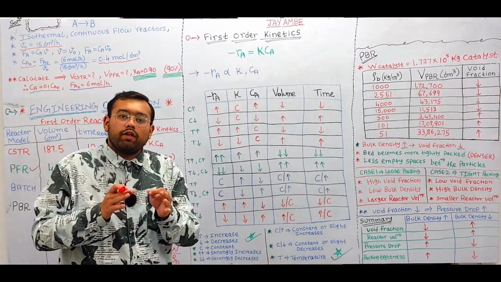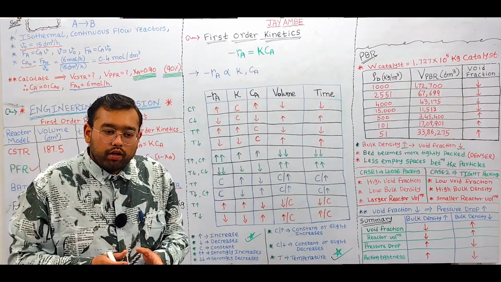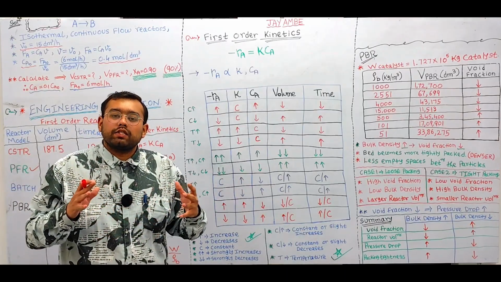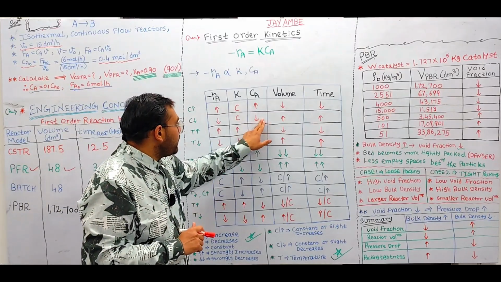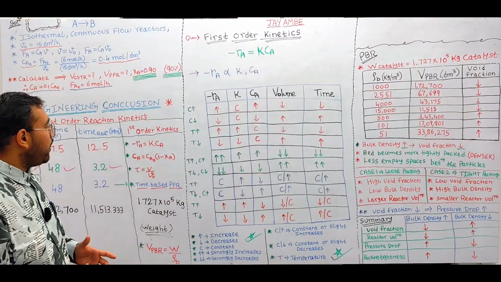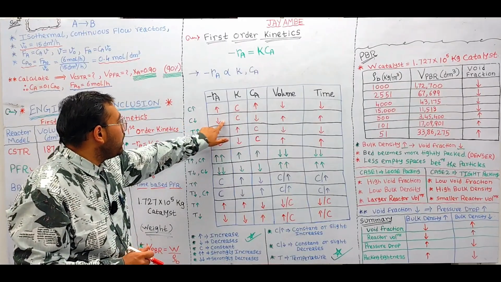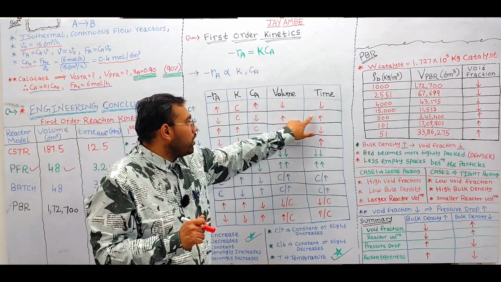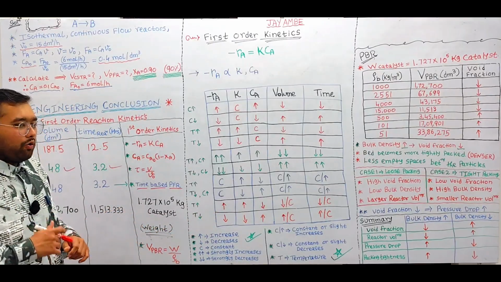So due to the decrease in the speed of the reaction, due to the decrease in the reaction rate, we require a much larger volume of the reactor and a larger reaction time in order to achieve the desired conversion. I hope you have understood. Now we'll understand the engineering interpretation: by decreasing the concentration, the reaction rate also decreases, and we require larger reactor volume and larger reaction time in order to achieve the desired conversion.